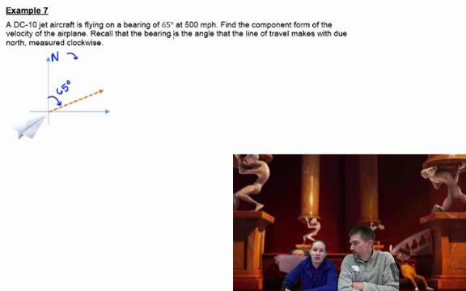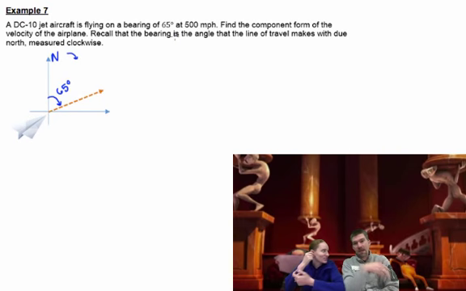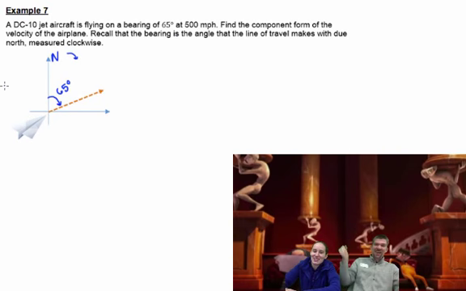The vector is 500 miles per hour. And that speed corresponds actually to the length of the vector. This is the magnitude. Oh, I wanted to say that. Well, we'll say it. The 500 is the magnitude, and the 65 degrees is the bearing. I didn't want to say direction, that part. I wanted to say the magnitude and direction. Okay. So it wants us to find the component form of the velocity of the airplane.